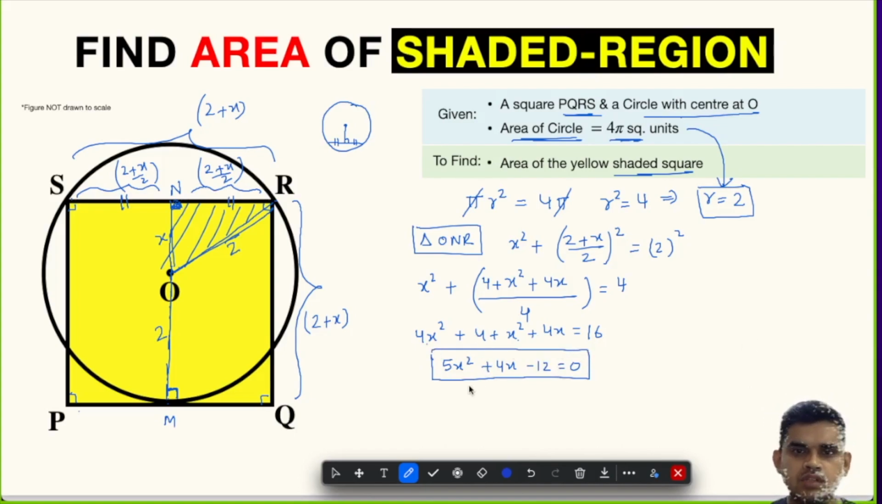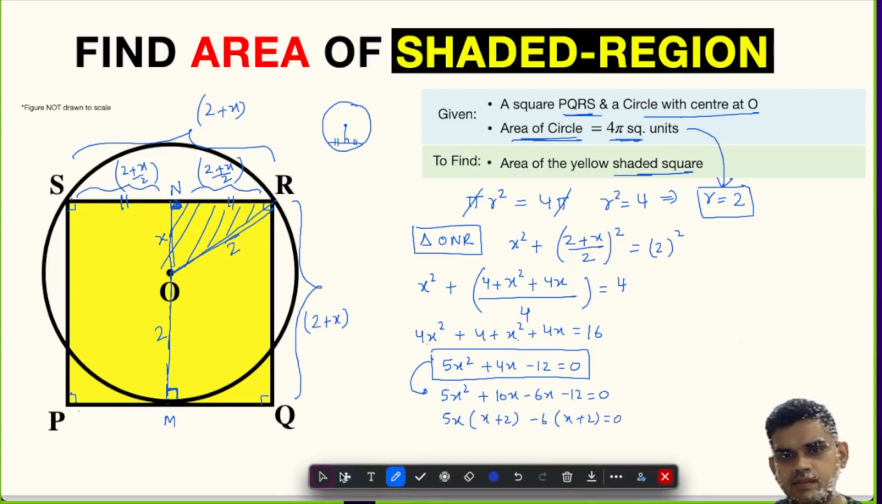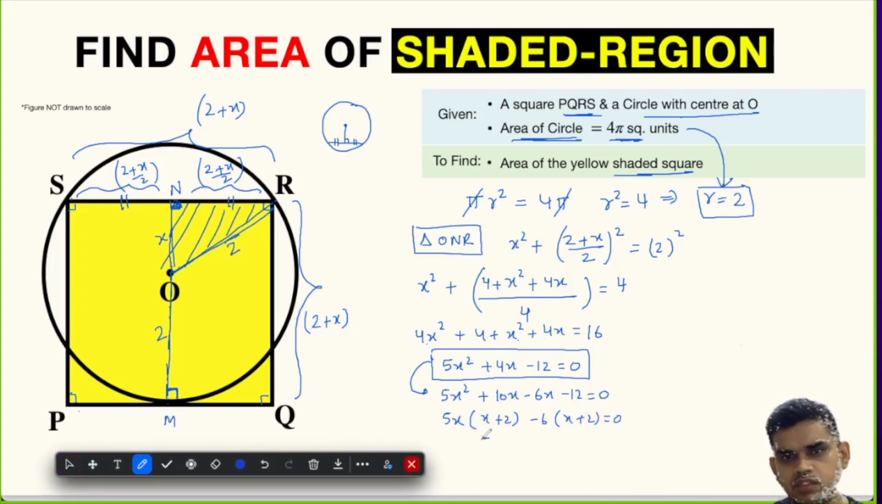Now we need to solve this quadratic equation. So we can use splitting the middle term here. So this will be 5x squared plus 10x minus 6x minus 12 is equal to 0. This is splitting the middle term. We can take 5x common, so this is x plus 2, minus 6 common, x plus 2 is equal to 0. So (5x minus 6) times (x plus 2) is equal to 0. Let me clean this.